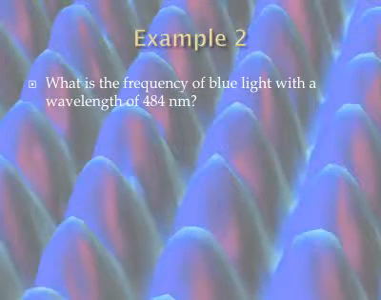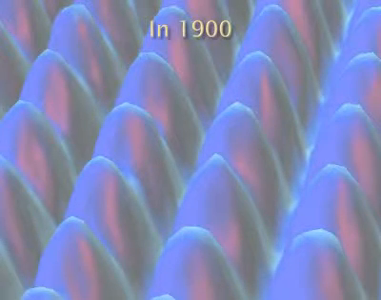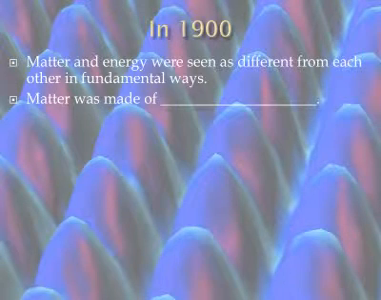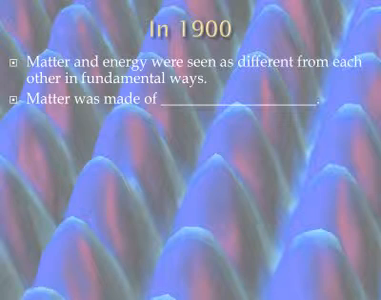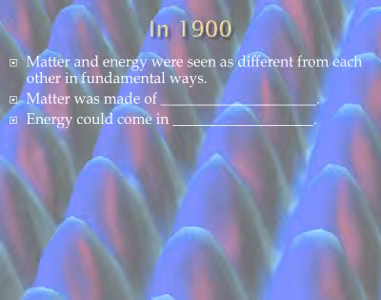Let's keep talking about waves. All right, in 1900, we had some discoveries, and we discovered that matter and energy were seen as different things from each other in fundamental ways. So matter and energy are not quite the same thing. They involve each other, but they're not the same thing. We discovered that matter was made up of particles, which we later named atoms. So matter is made up of particles called atoms. However, the energy could come in waves. So basically, we came up with the idea that particles are not necessarily always waves. Sometimes they are, sometimes they're not.